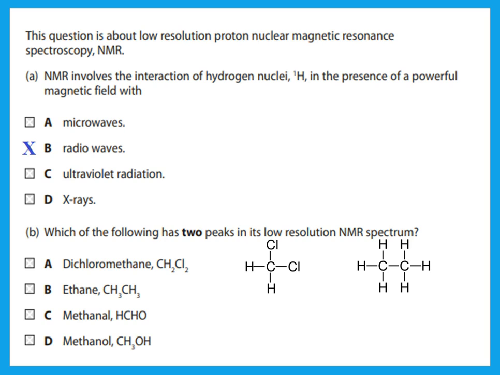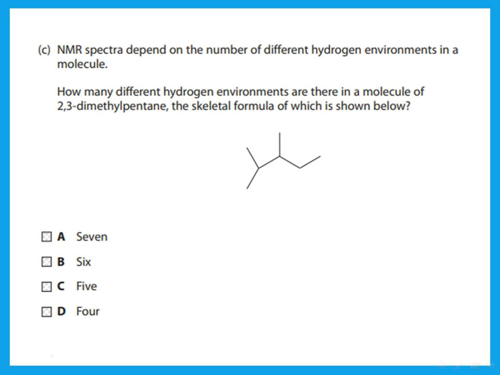Ethane, all the hydrogens are equivalent, so this will also give only 1 peak. Methanol, both hydrogens are equivalent, you will have only 1 peak. But if you look at methanol, you will find that you will have a peak for the hydrogens of the CH3 and another peak for the hydrogens of the OH. So this is the one that will give me 2 peaks in the low resolution proton NMR.